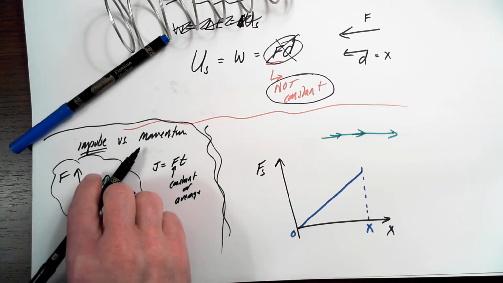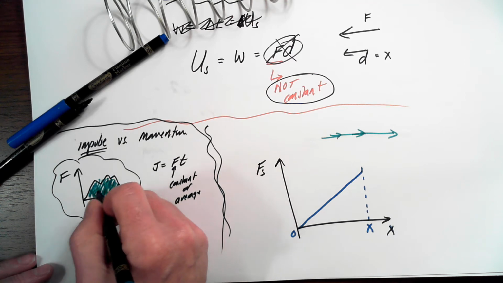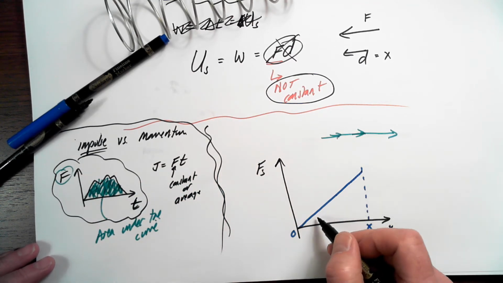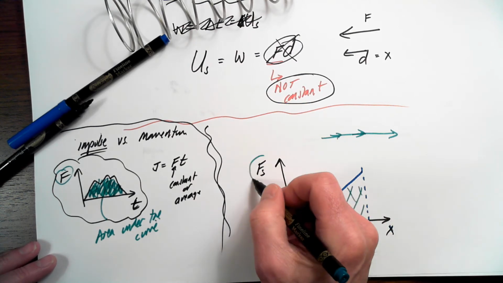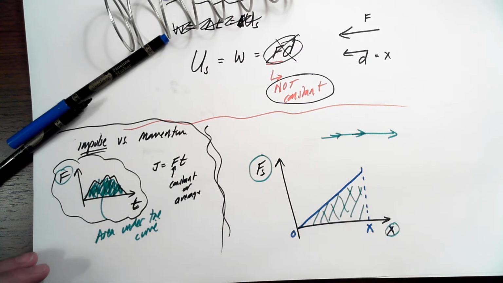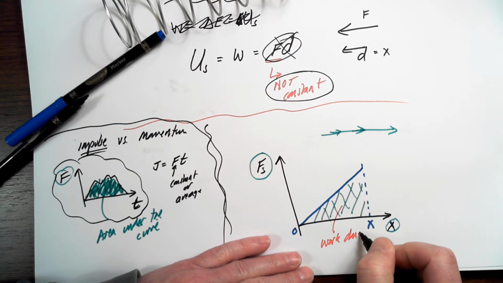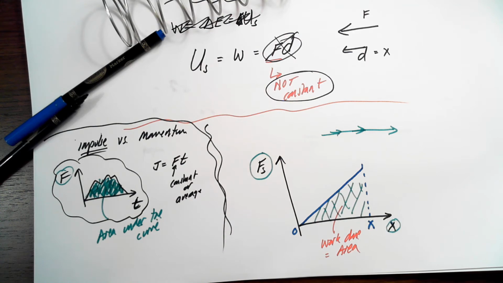And guess what? If impulse is the area under the curve of a force versus time graph, what do you think the area of a force versus distance graph tells us? And it is the area. Okay, so the work done equals the area under the curve.